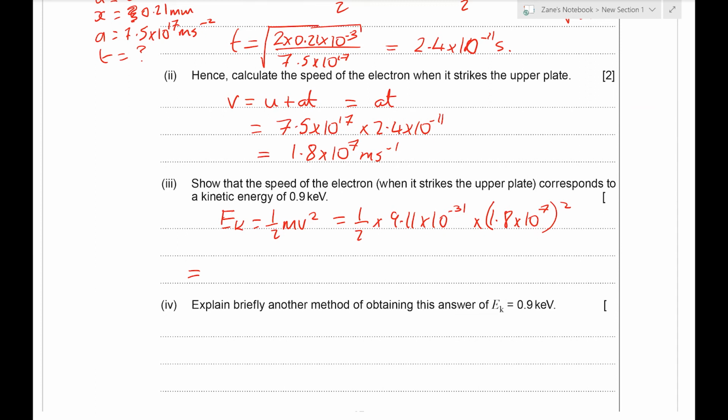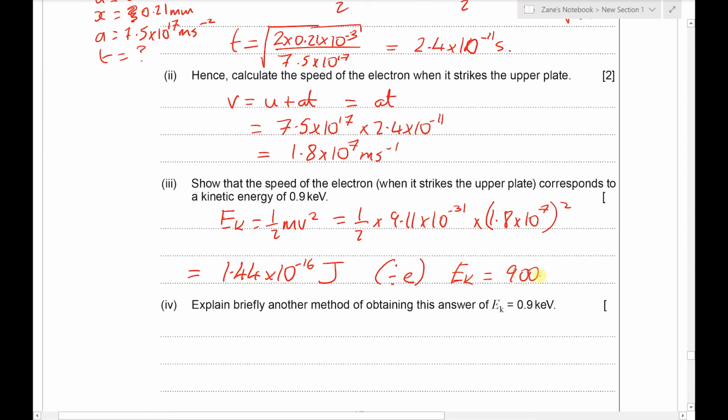That gives us 1.44 times 10 to the minus 16 joules. And to convert joules into electron volts, we're going to divide by the electron charge of 1.6 times 10 to the minus 19, and that will give us a kinetic energy of exactly 900 electron volts if you haven't used any rounding throughout the calculations.